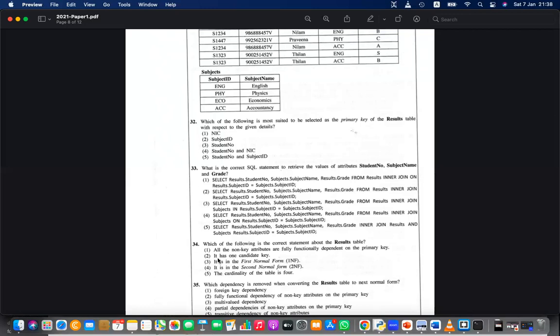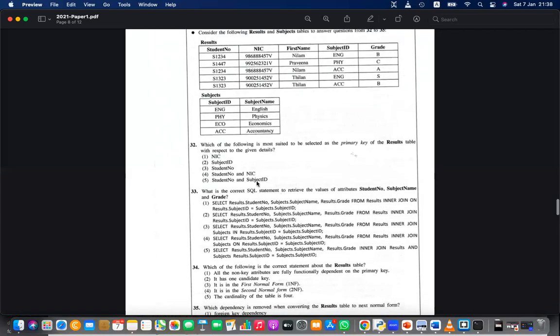So, it has only one candidate key? No, there can be many candidate keys. These two together, student number and subject ID, can be the primary key. Student number, subject ID, NIC, all three can be a candidate key. Student number, subject ID, first name can be a candidate key. So there are many combinations.